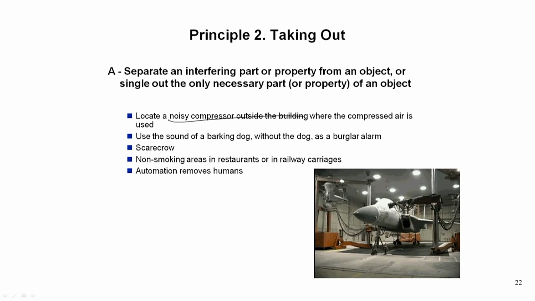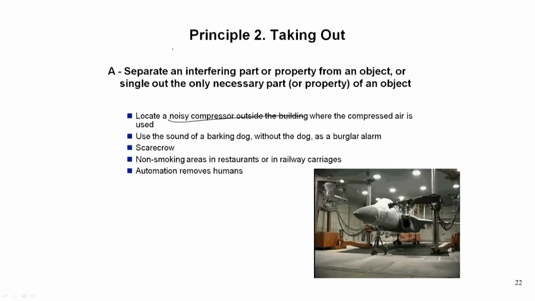I also give the example of, let us say, the fruit juice. You extract the juice of a fruit and throw away the rest of the things which you do not want to waste your time for, taking out, or the perfumes. You extract the good part of a fragrance and throw away the rest of the flower. So, these are all principle 2 of taking out.